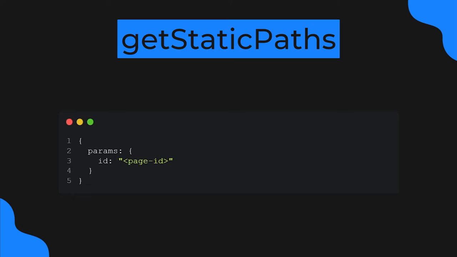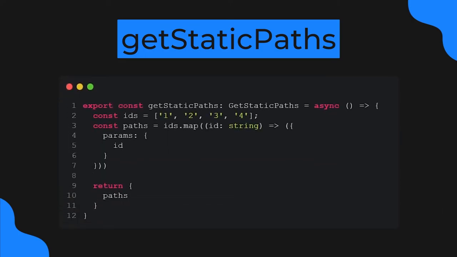The params property on the object actually refers to what parameters we want to insert into each statically generated page. In our case, the ID property refers to the movie ID. Let's create a new variable holding this information. We're going to map each ID to a new object with the params property. With a small refactor, the full code looks like this. Great, so far we've told NextJS which pages we want to statically generate.